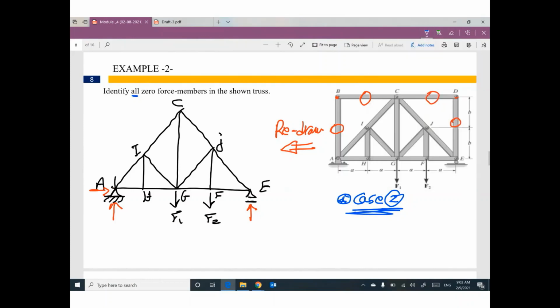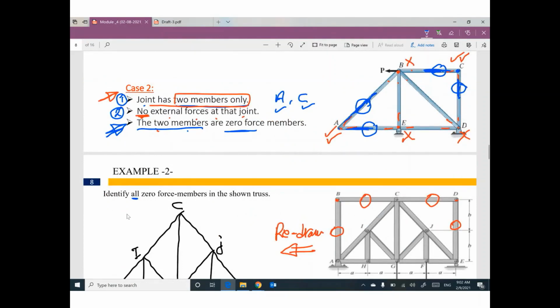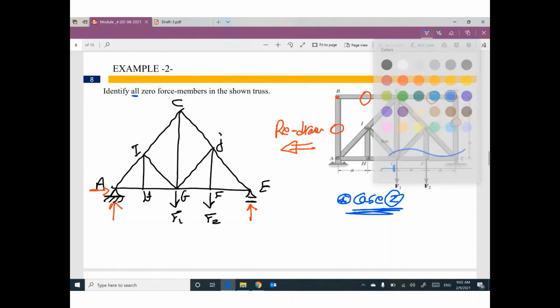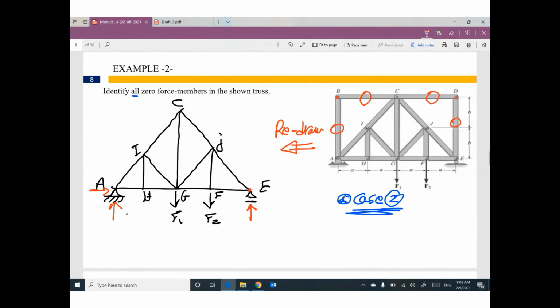Please, one more time. For case number 2, ask yourself, you have any joint has two members only and no external load at this joint? One will say, hey, joint E, right now, after deleting this member, joint E has two members only. Where? This one and this one. You are right. Do you have any external load? Yes, we have. Where? We have reaction. Reaction is external load. So will not be counted.